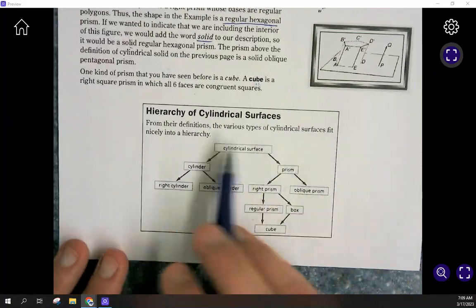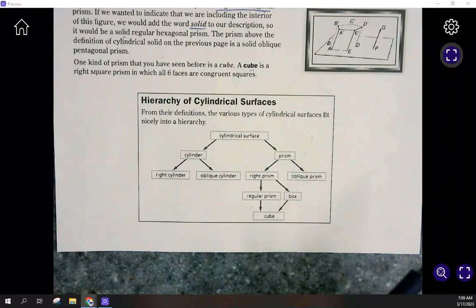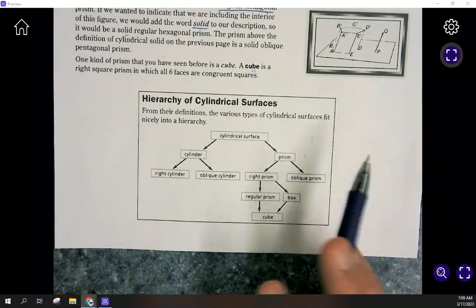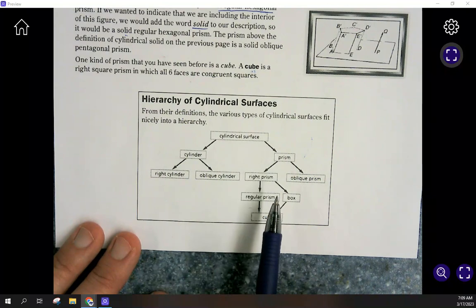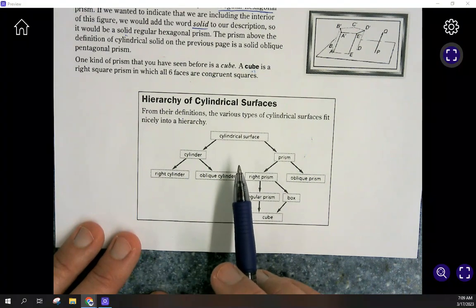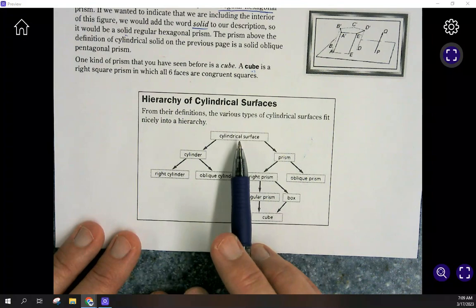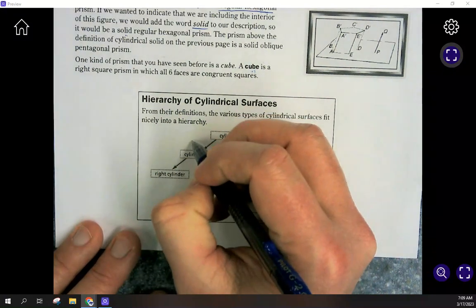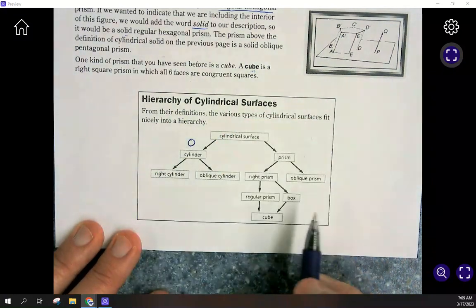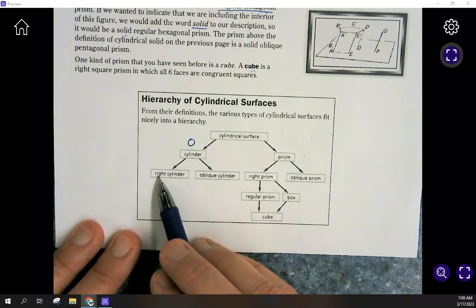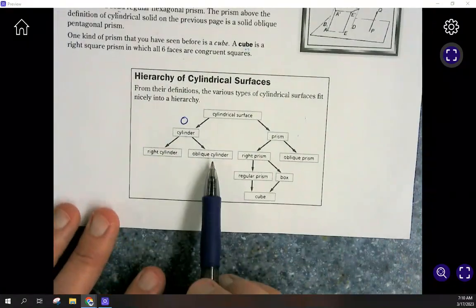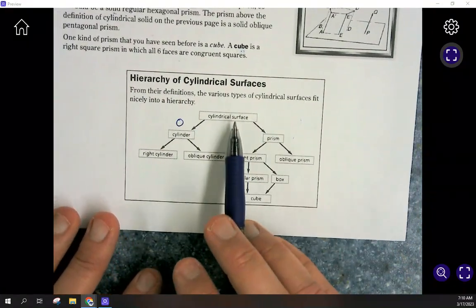And so all of this can be organized in a hierarchy. We look at these hierarchies all the time. So everything we've studied today falls under the cylindrical surface. You've got a base connected to another base. That's the translation of one of them. If we have the bases being circles, they would be defined as cylinders. Cylinders can be a right cylinder. They go straight up and down like this, or an oblique cylinder if they are tilted sideways.